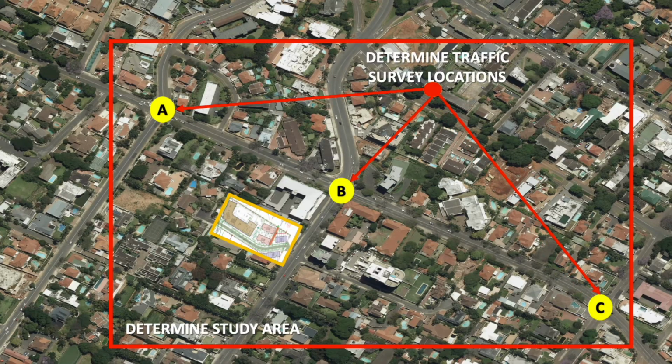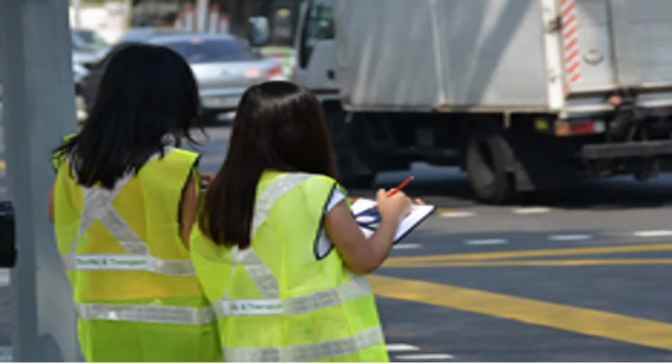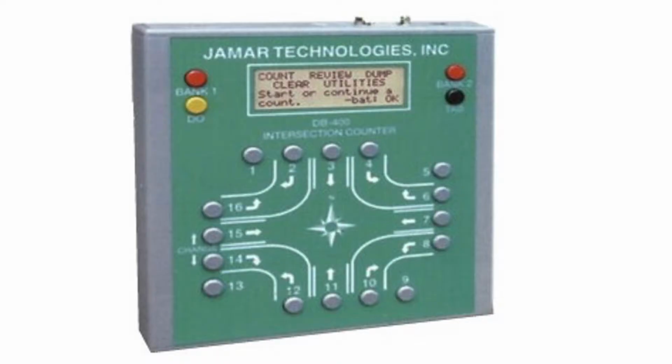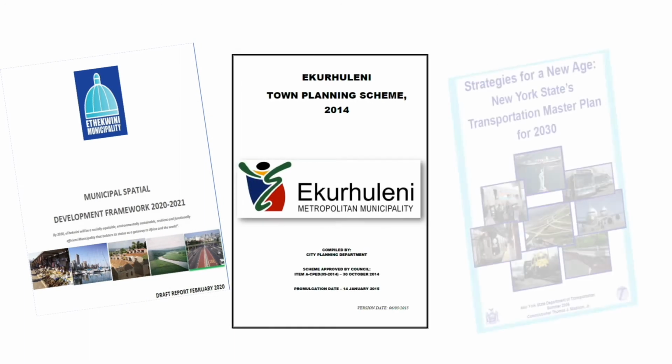Data collection relates to the necessary transport and town planning information required to carry out the traffic impact assessment. Transport information includes traffic surveys such as intersection traffic counts, public transport surveys. Other information include transport plans and historic transport studies, etc. Town planning information includes town planning scheme, framework plans, development land use controls, etc.